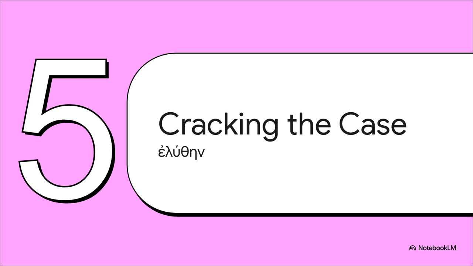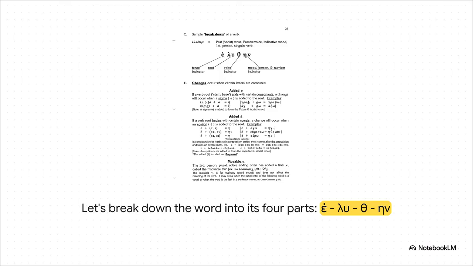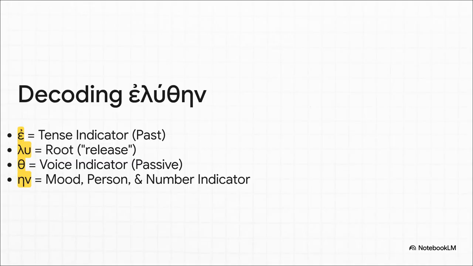All right, we've gathered our clues, we understand roots, prefixes, suffixes, and all the special rules. Now, it's time to go back to our original mystery word and put this knowledge to the test. Let's finally crack the case of elethin. Here it is, broken down into its 4 distinct parts. Each piece has a specific job, and now we can see exactly how they all work together to build the final meaning. So let's walk through it.